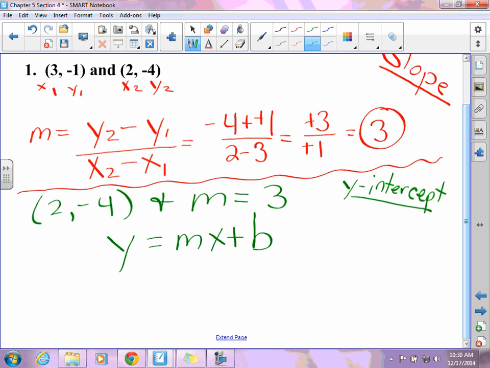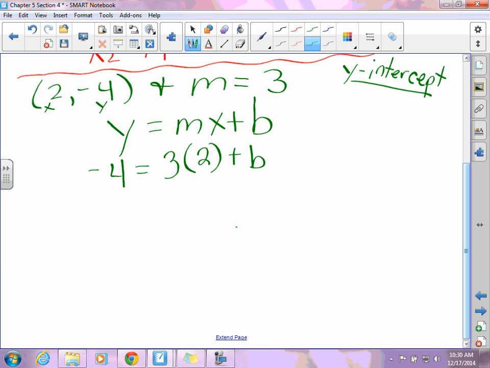It is -4 because remember my ordered pair, I've got x and y. So I got -4 equals my slope 3 times 2 plus b. That's correct because I'm trying to find my b. Okay. All right, so I'm going to multiply. So -4 equals 6 plus b, and then I subtract my 6. Very good. And I get -10 equals b. Perfect. Okay. So I found my y-intercept.